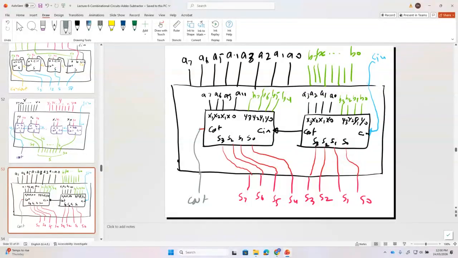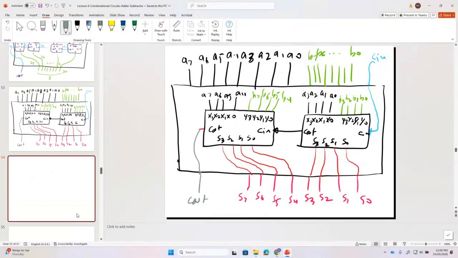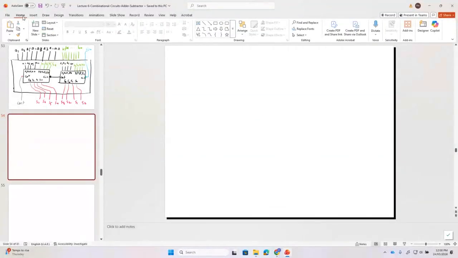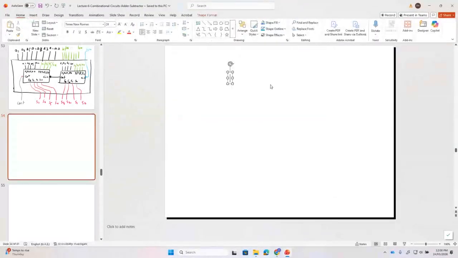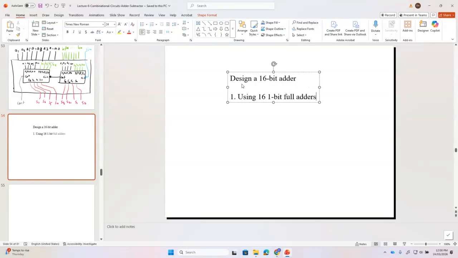Any question? Okay, now conceptually, this is very important. Please remember, this is the moral of the thing. Let's assume we want to design a 16-bit adder. It can be designed using what? Using 16 1-bit full adders. Am I right? Any question?